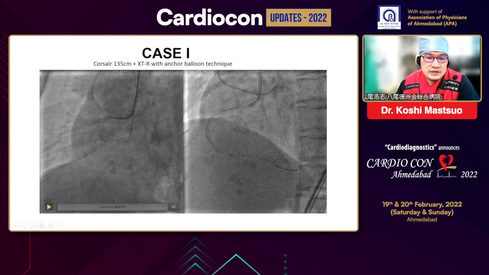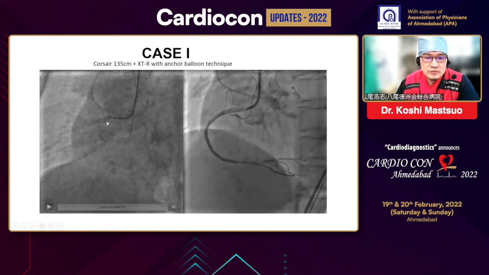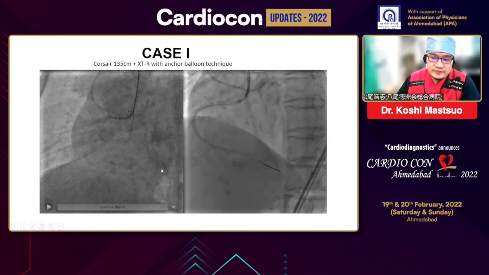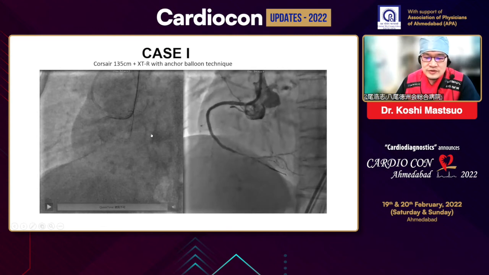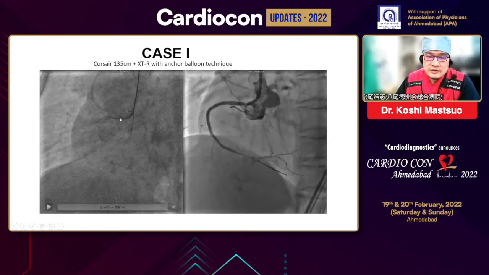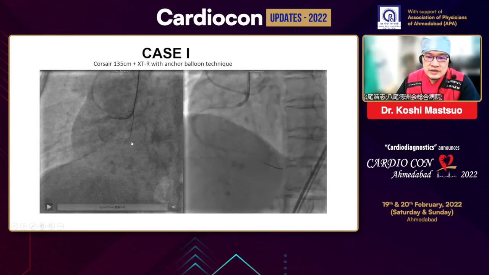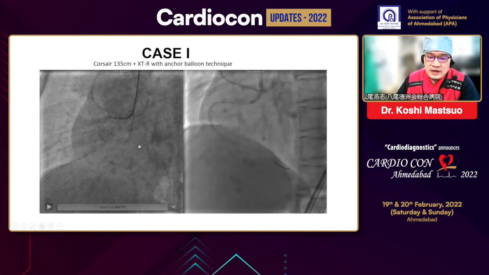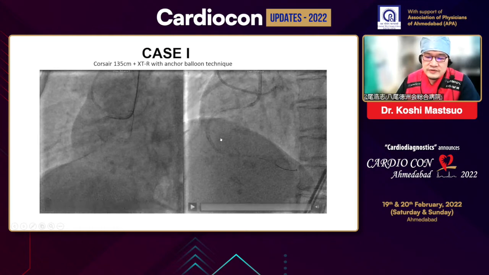This is another case. Sorry, this case cannot move. Why? I don't know. I'm sorry. In this case, I couldn't use a backup guiding catheter. So I used the Judkins right guiding catheter, but I wanted to stabilize the guiding. So I inserted a wire into the side branch and performed the anchor balloon technique. Fortunately, I could cross the wire using only XTR, and this is the final angio.